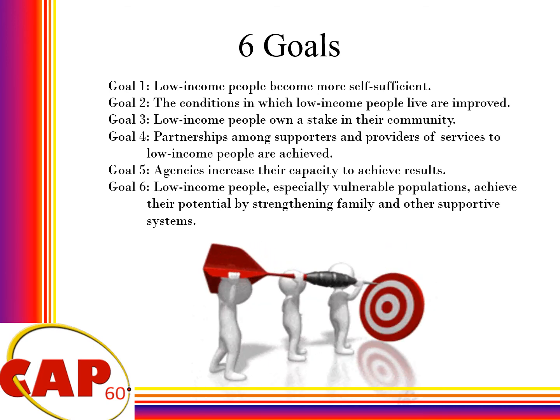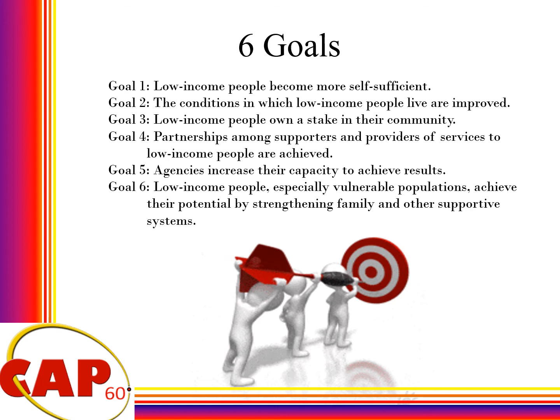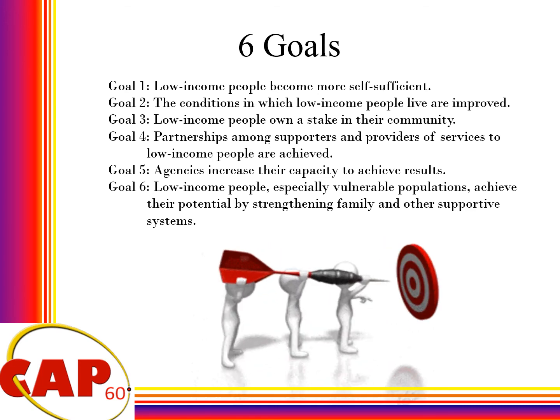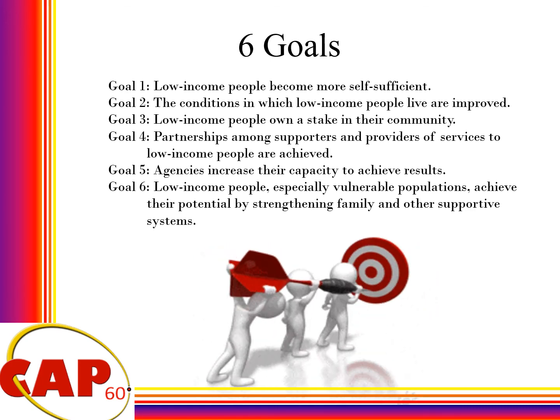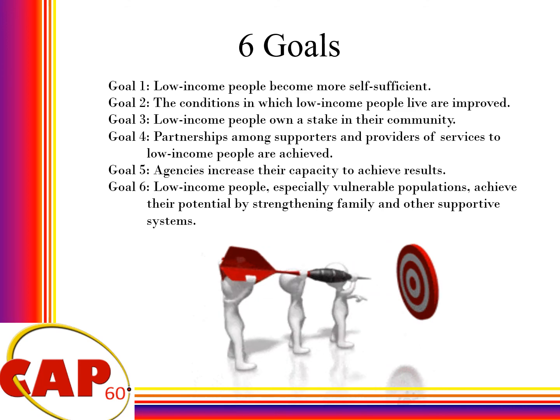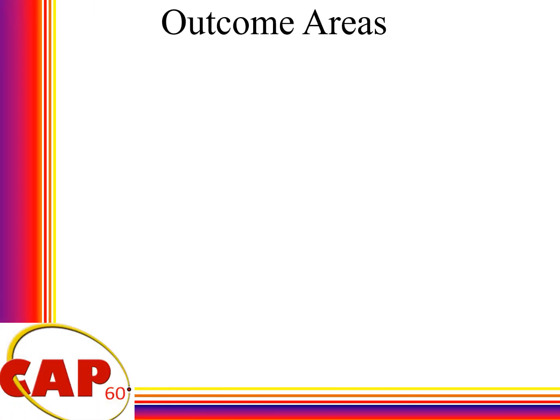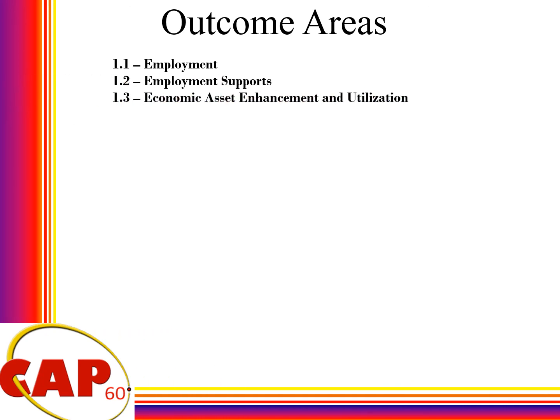Each of these goals has a specific subset of NPI outcomes that you will be using to verify that these goals are being met through our programs. Here is a list of outcome areas that define the national performance indicators that you will be submitting into CAP60. 1.1, employment. 1.2, employment supports. 1.3, economic asset enhancement and utilization.